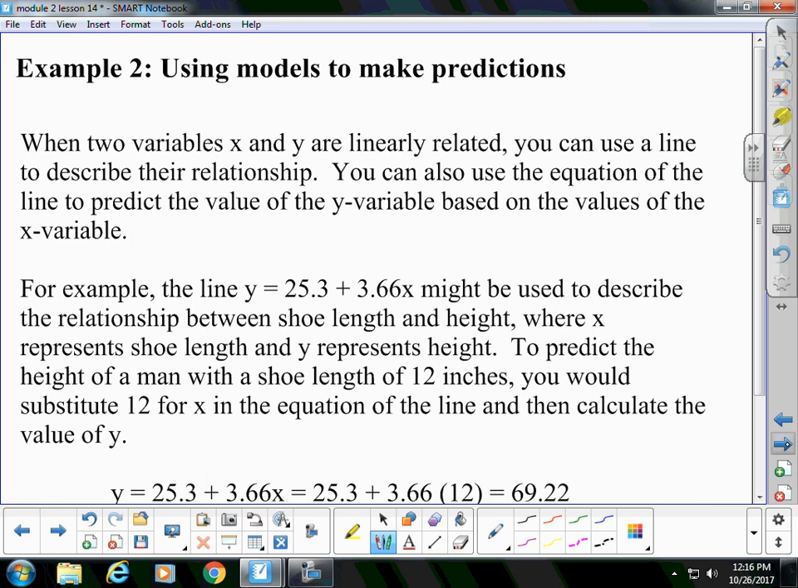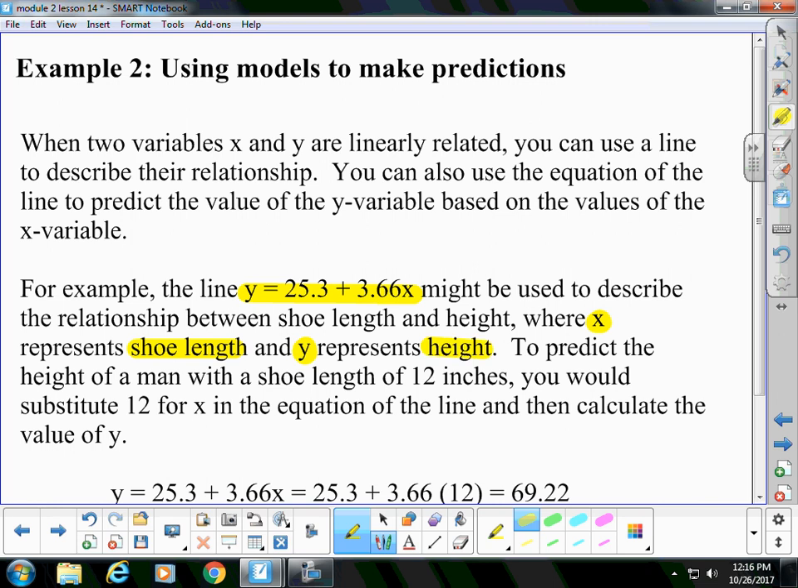Okay, example 2, using models to make predictions. When two variables, x and y, are linearly related, you can use the line to describe the relationship. You can also use the equation of the line to predict the value of y based on the value of x. For example, the line y equals 25.3 plus 3.66x might be used to describe the relationship between the shoe lengths and the heights, where x represents the shoe length. Okay, so x is the shoe length and y is the height.